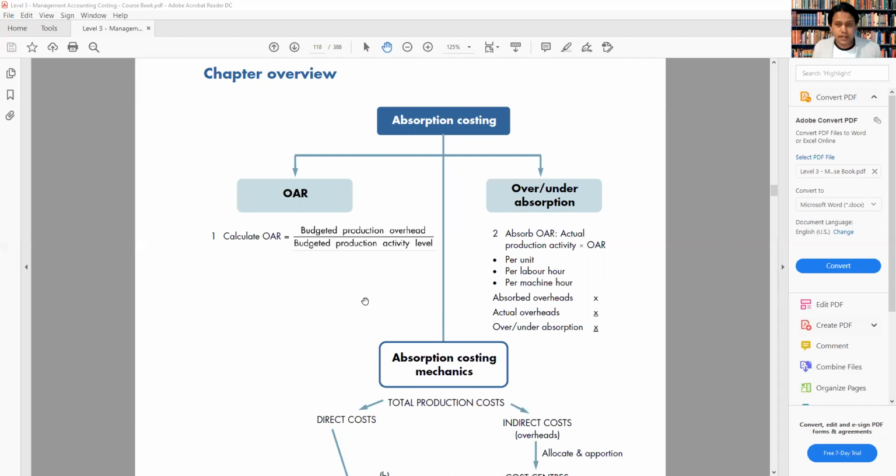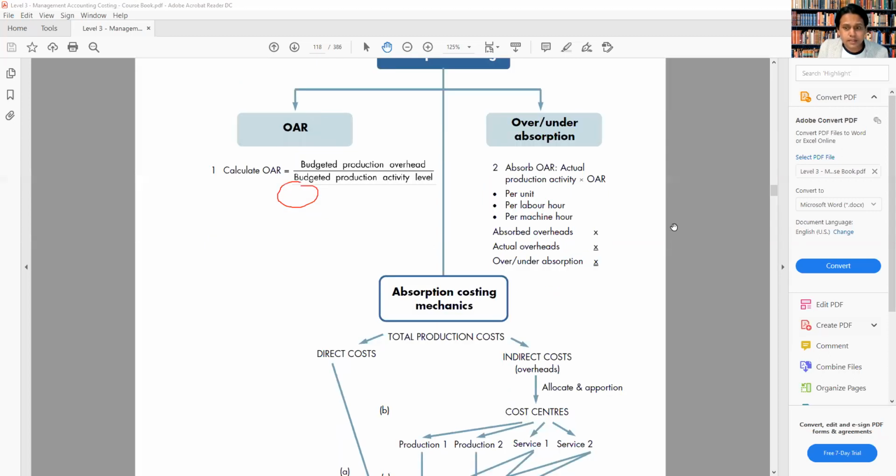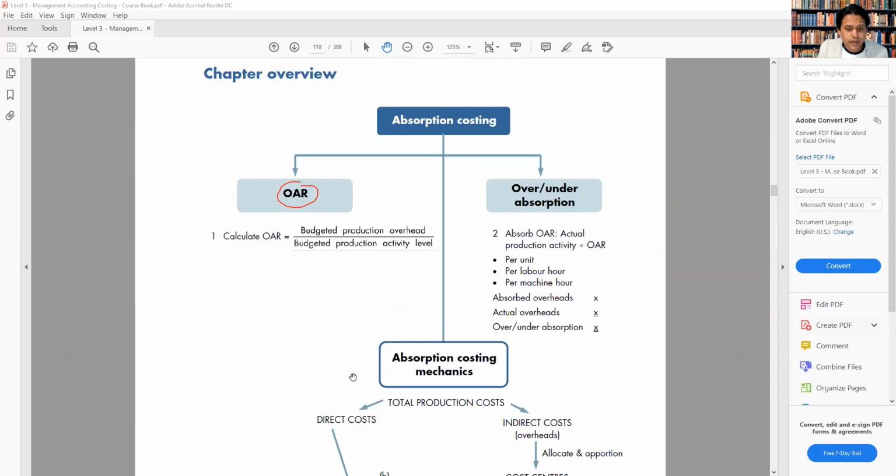Now the overhead absorption rate has a formula here. OAR, overhead absorption rate, and the formula is budgeted production overhead divided by budgeted production activity level. You have to memorize this formula.